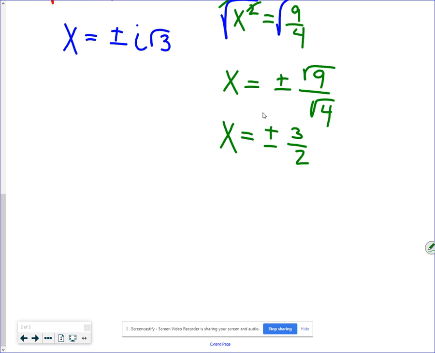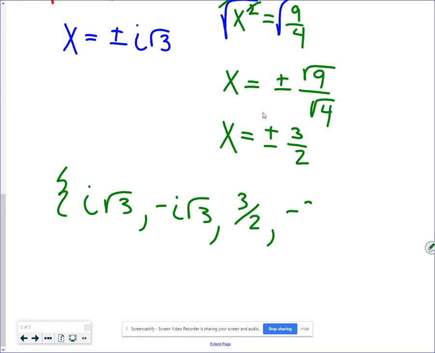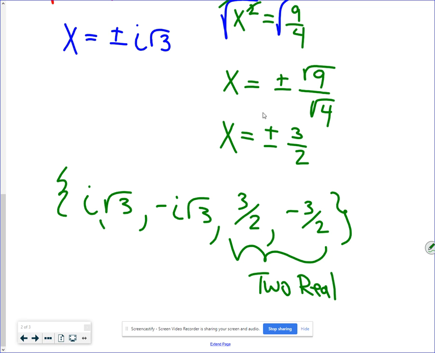So again, we had a 4th degree equation, and our 4 roots are i radical 3, negative i radical 3, 3 halves, and negative 3 halves. We got 2 real ones and 2 complex ones here.